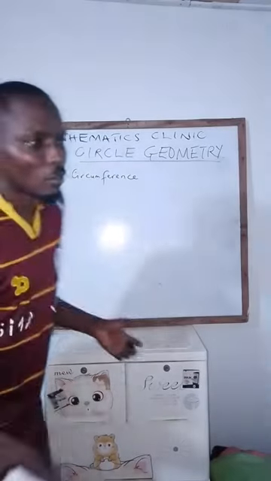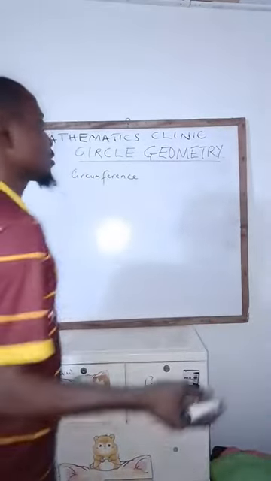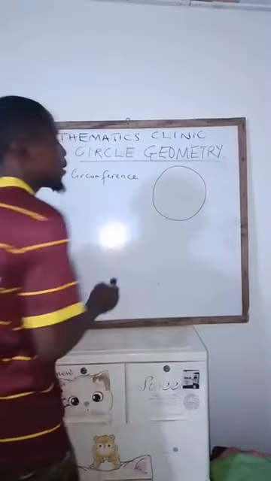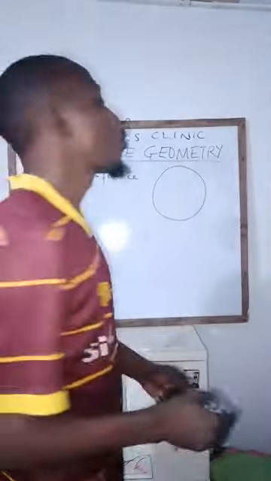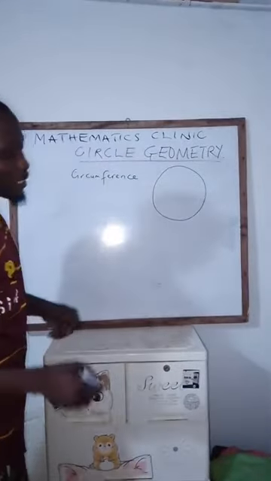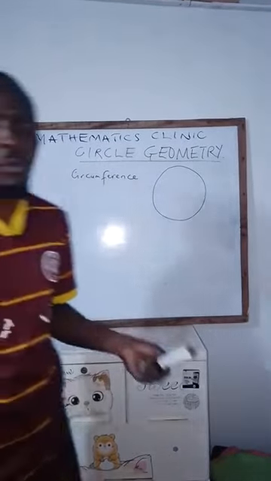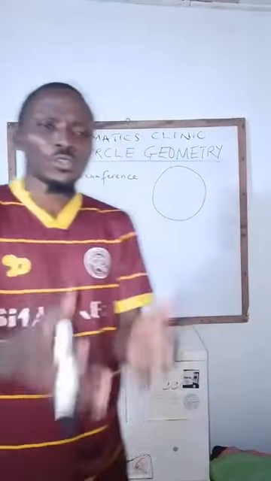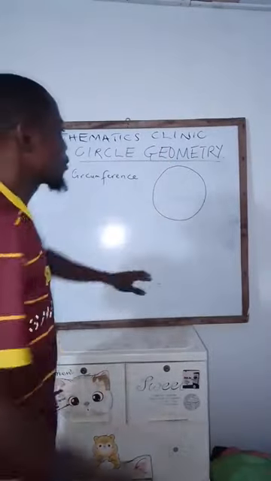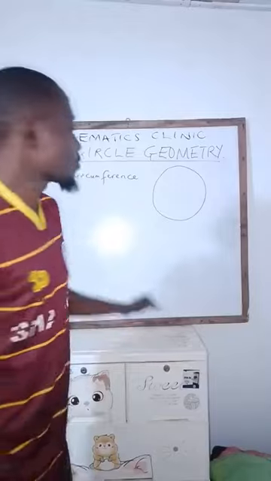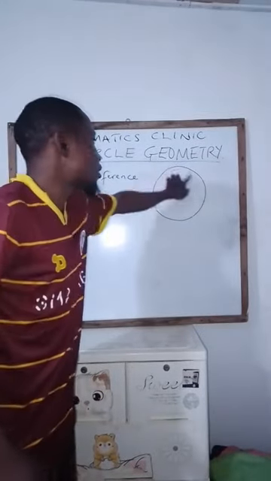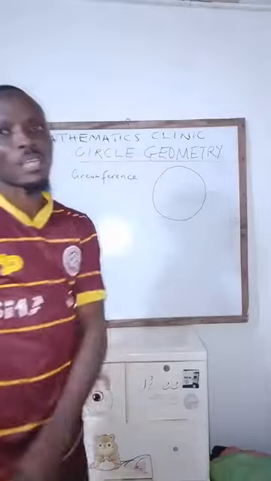Of course, we all know what a circle is. A circle is any object in a round manner. So one property we shall be looking at is circumference. What is the circumference of a circle? The circumference of a circle is just defined as the total length surrounding a circle. So when we say circumference of a circle, we're saying the total length. If we are able to measure the total length surrounding a circle, then we're talking about the circumference of a circle.